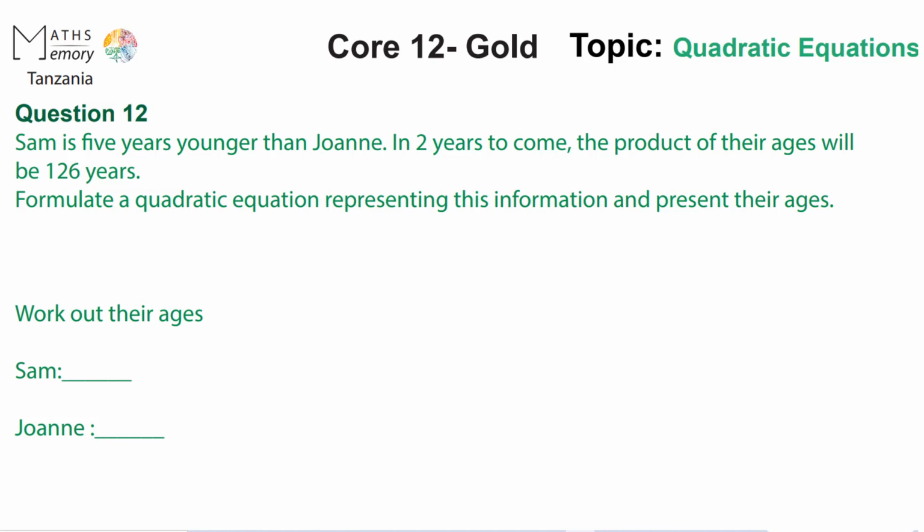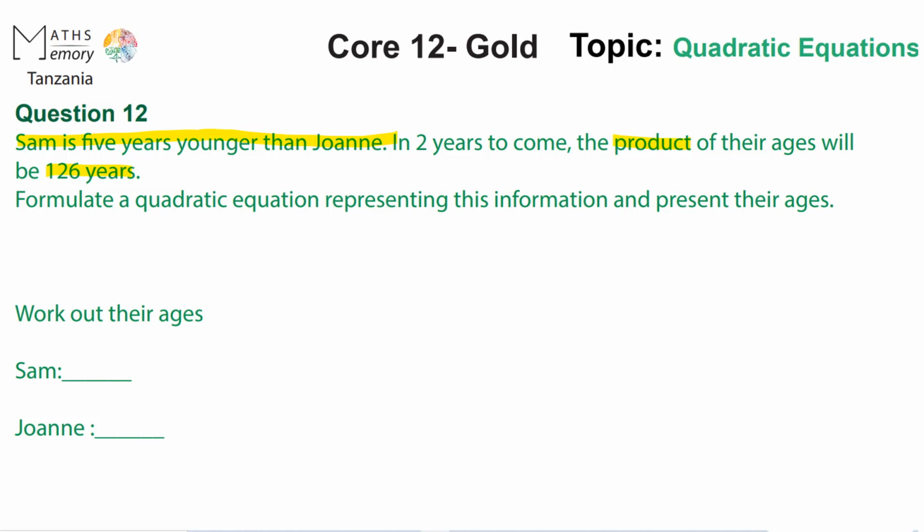Question 12, core 12 gold quadratic equations. Press pause. Let's write this question down on quadratics. A bit of a word question. Press play when you have finished. Okay, so Sam is 5 years younger than Joanne, and in 2 years' time to come, the product of the ages will be 126. Formulate a quadratic equation to represent this information to present the ages.